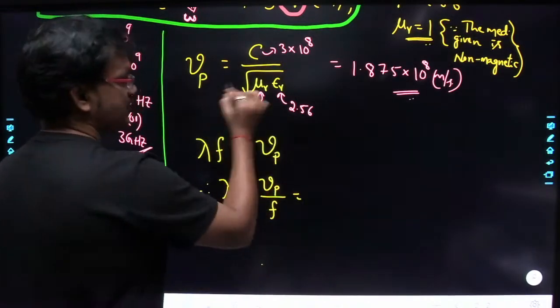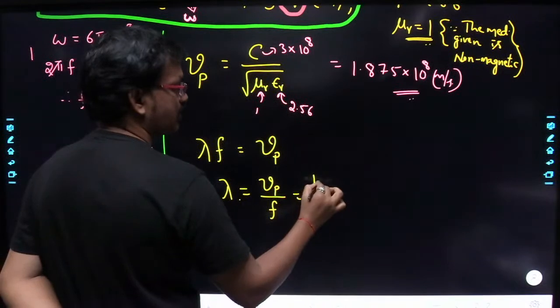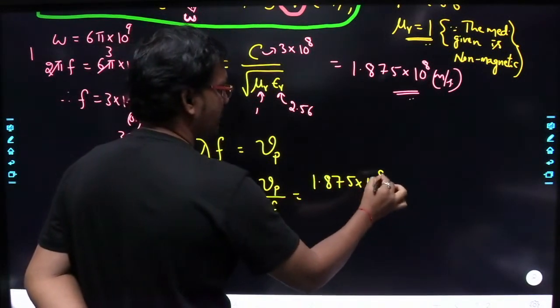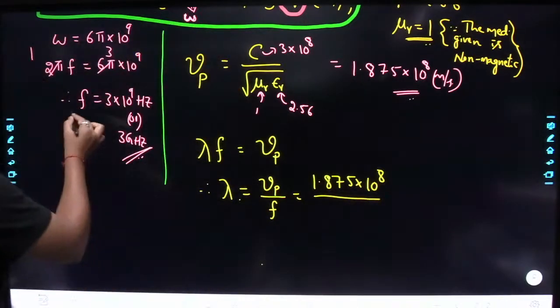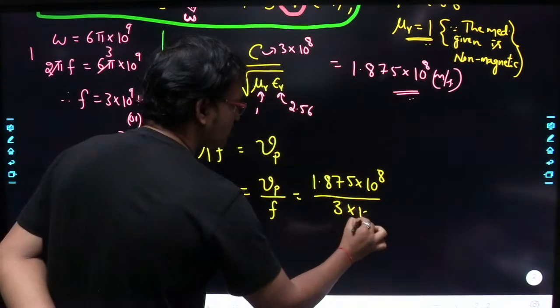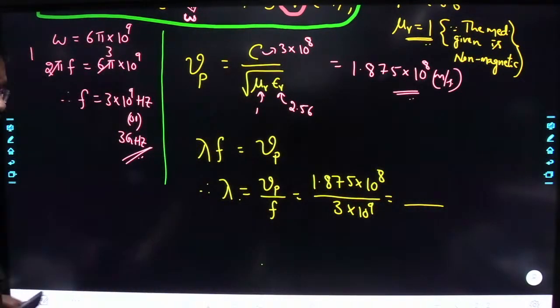So here phase velocity we have already determined. What is the phase velocity we got? We got it as 1.875 into 10 to the power of 8. And what is the frequency of the wave? It is nothing but 3 gigahertz, so that means 3 into 10 to the power of 9. So calculate this. What are you going to get?